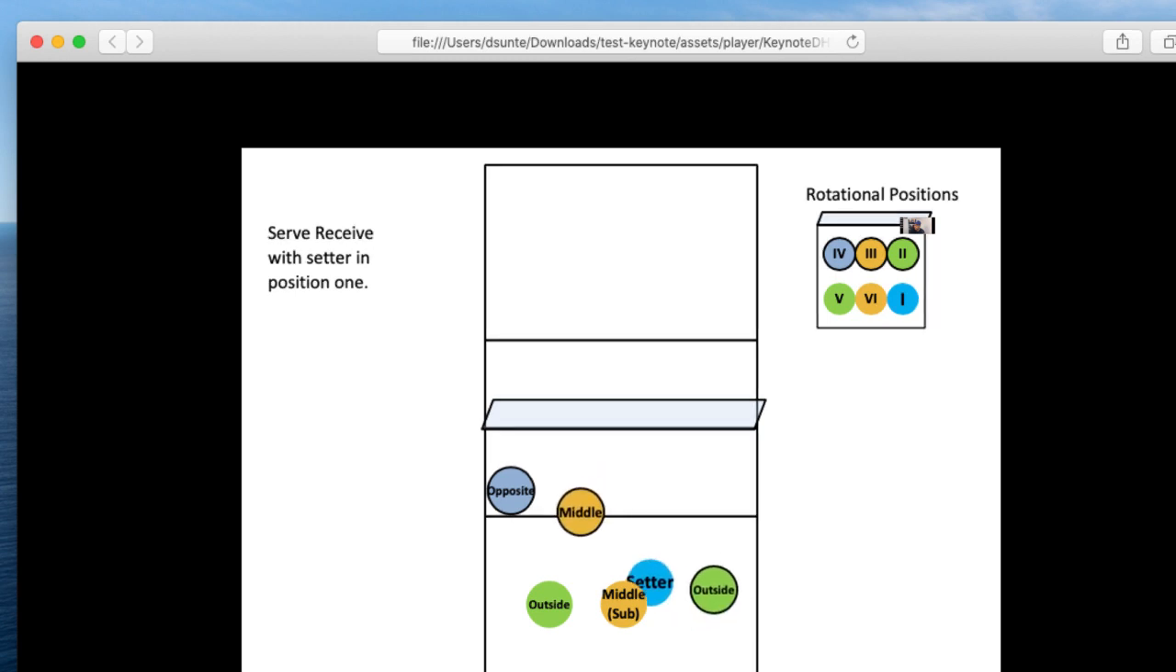Serve happens. Setter comes up. Serve receive.